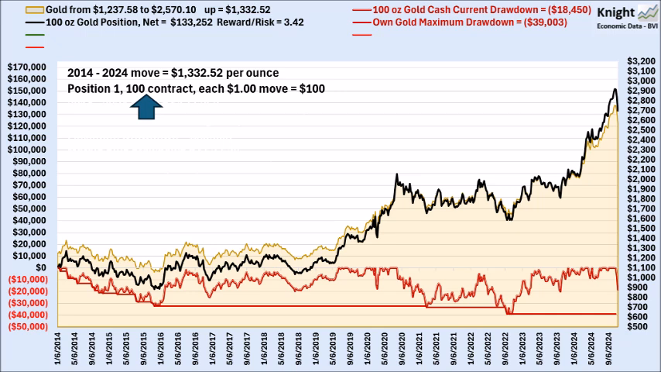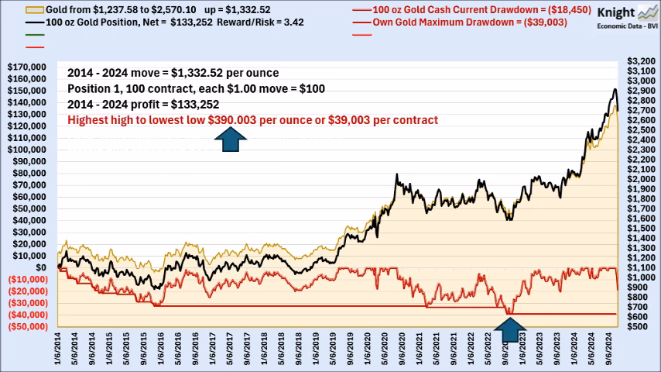We're controlling one 100-ounce contract of gold. Each $1 change in price equals $100. With gold appreciating by $1,332.52 per ounce, the value of a 100-ounce contract increased by $133,252. The highest weekly high to lowest weekly low was $390.03, or $39,003, controlling one unhedged 100-ounce gold contract.